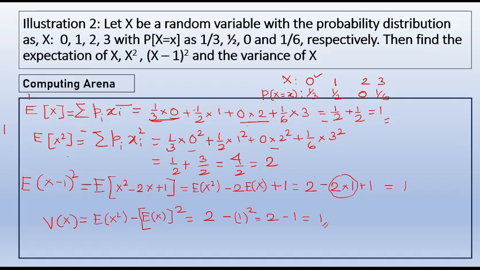We have expectation of x minus 1 whole square as 1. Then we have expectation of x square as 2, and expectation of x is 1. So these are the answers to the particular problem.